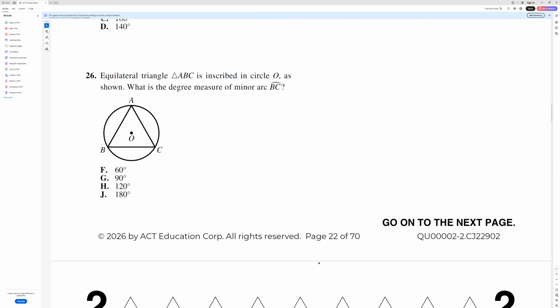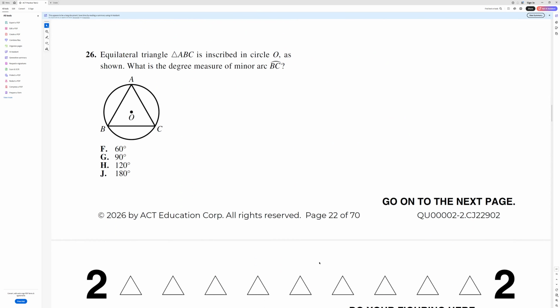Okay, let me see if I don't make a mistake with this circle. But even with the mistakes, we're moving along.